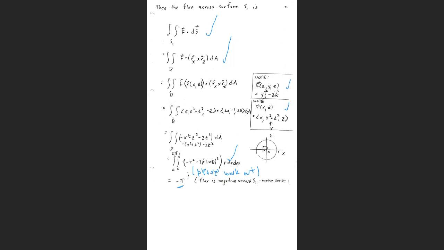And you'll get negative pi. That makes sense because we had said the flux rate should be negative across the first surface because of how our vector field here is defined, right? So, I mean, this is absolutely fascinating.